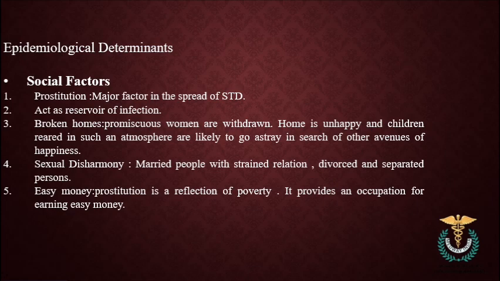Social factors include prostitution, a major factor in the spread of STD, which acts as a reservoir of infection. Broken homes: promiscuous women are withdrawn, home is unhappy, and children reared in such an atmosphere are likely to go astray in search of other avenues of happiness. Sexual disharmony: married people with restrained relations, divorced and separated persons. Easy money: prostitution is a reflection of poverty. It provides an occupation for earning easy money.